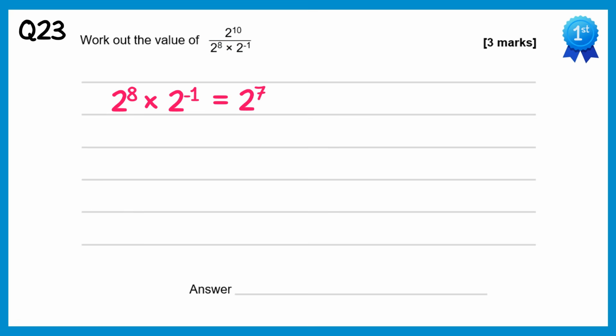Now on the top we have 2 to the power 10, and then divide by 2 to the power 7. So when we divide like this, we subtract the indices. So we need to do 10 take away 7, which is 3. So this is 2 to the power 3. Now we're asked to work out the value in this question, not write it as a power of 2. So we need to do 2 cubed, which is 2 times 2 times 2 once more, which gives you 8.